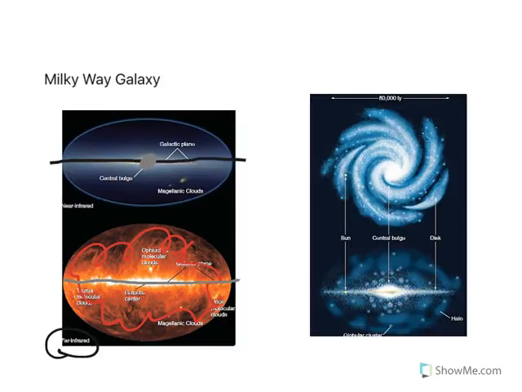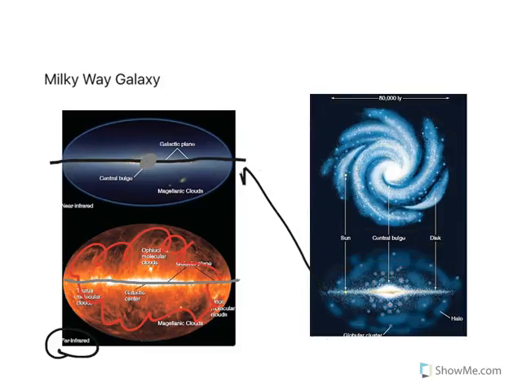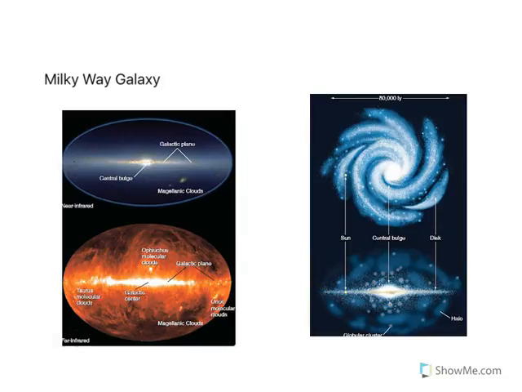So on the right is a cartoon image of the Milky Way galaxy. And at the top you see the face-on view of the Milky Way galaxy. And then if you were to rotate that 90 degrees, you would get the edge-on view, which is shown in the bottom half of the cartoon diagram. And the bottom half matches up nicely with what we see in images in the near infrared and far infrared.